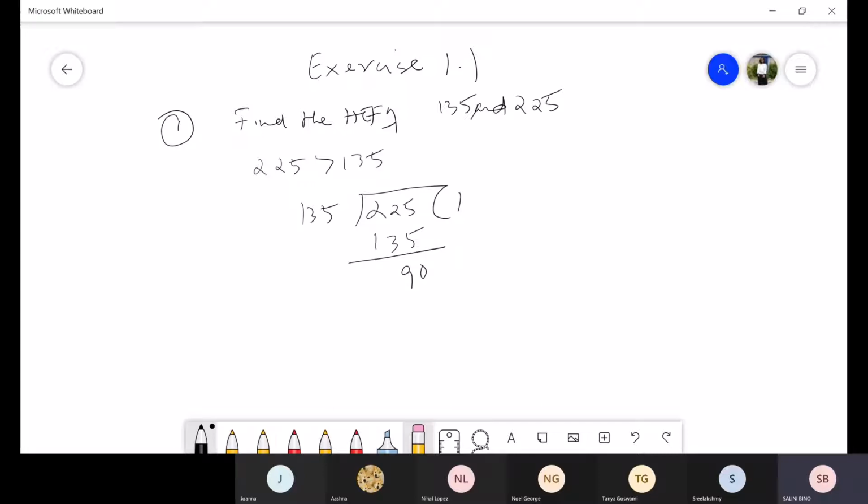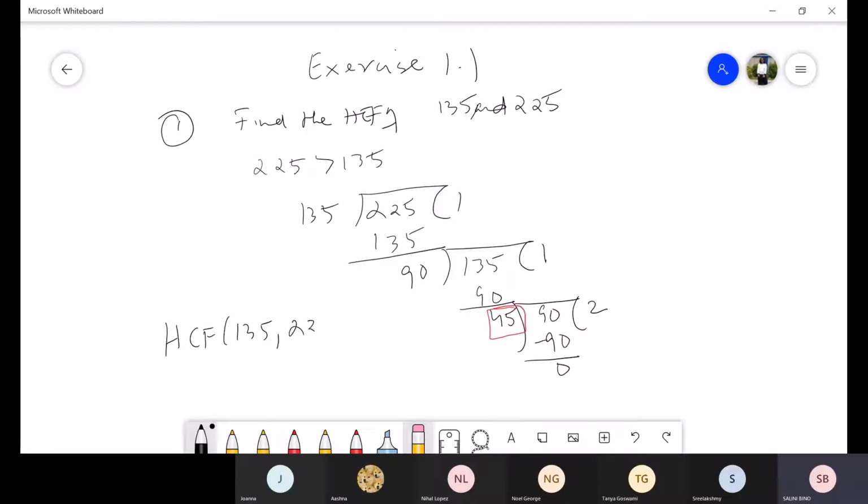Again continue. Divide 135 by 90, 1 time 90 and you will get 45. Again divide 90 by 45, you will get 2 times and remainder 0. So the HCF is 45. So how will you find out the HCF? The divisor at the stage where the remainder is 0. So we can write HCF of 135 and 225 is 45. And you can go to the next one.